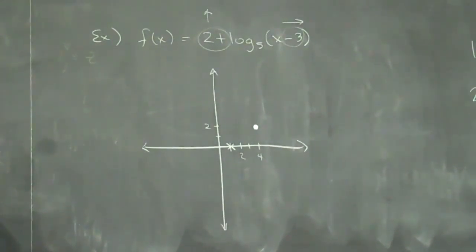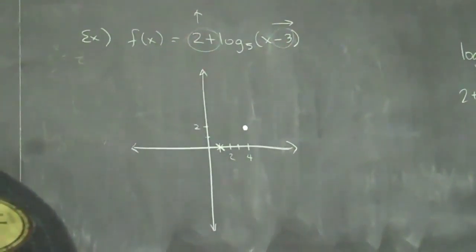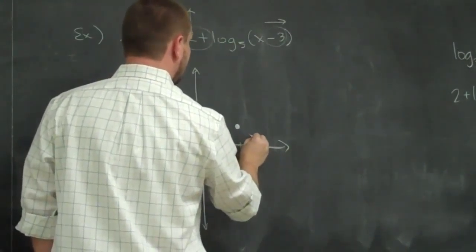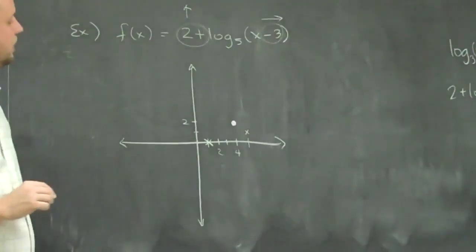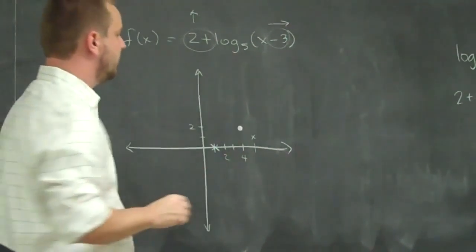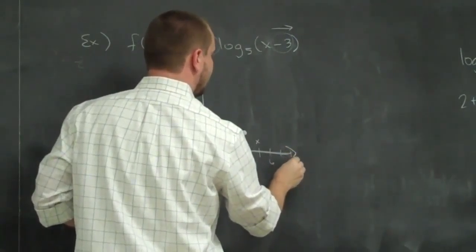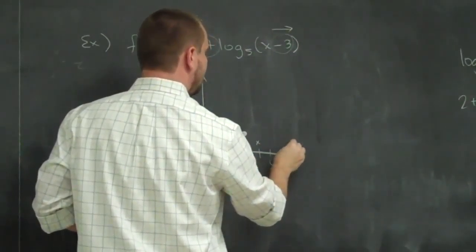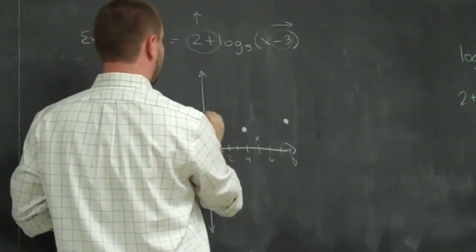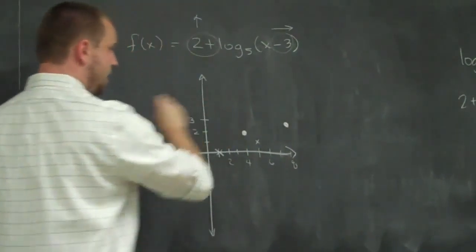What would be a second point that I would have plotted for this log function before shifting? 5 comma what? 1. Yeah, (5, 1). That one there. But I'm going to have to move that right 3 and up 1, 2. Sorry, still working on my numbers. So 1, 2, 3, up 1, 2. So that goes through (8, 3).